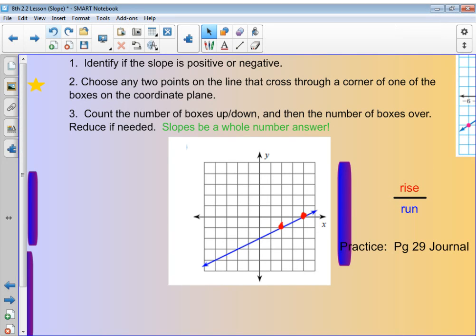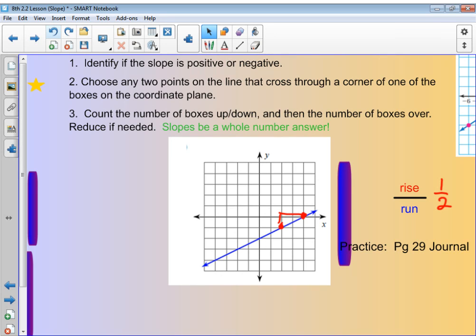Okay, and then whether it's positive or negative. So you should end up with the rise is 1 over, so we went up 1 and over 2 boxes, so 1/2. And that's positive because that blue line is going upward from left to right.